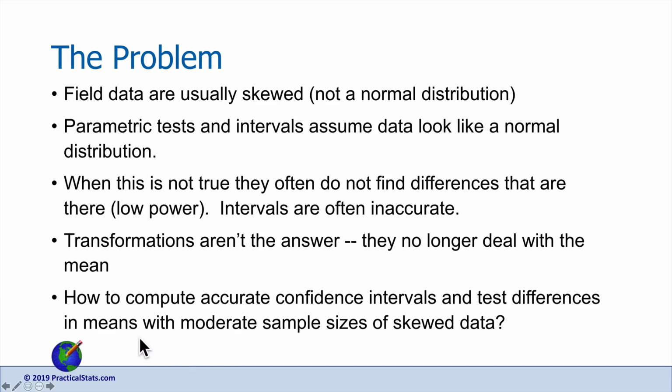So a problem for many, many years in statistics has been, if you're interested in a mean, and you have moderate sample sizes, I'll call moderate less than 50, either for computing an interval or per group if you're computing a test, then this mismatch between the shape of the data and the shape that's assumed by the interval or the test will cause problems. And you'll get back results that may not be quite correct.